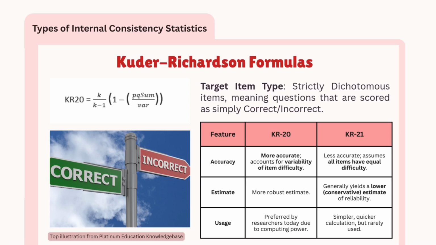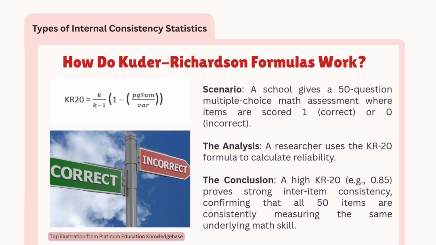So how does this work? Imagine a school administers a 50-question multiple-choice math assessment. So every question is scored 1 for correct and 0 for incorrect. So a researcher uses the KR-20 formula to calculate the reliability. If the KR-20 value is high, such as 0.85, it proves the test has strong inter-item consistency. This means a student who got question 5 right would also likely get questions 15 and 30 right. It confirms that all 50 items are consistently measuring the same underlying math skill, and the scores aren't just a mix of who got lucky on which random question.